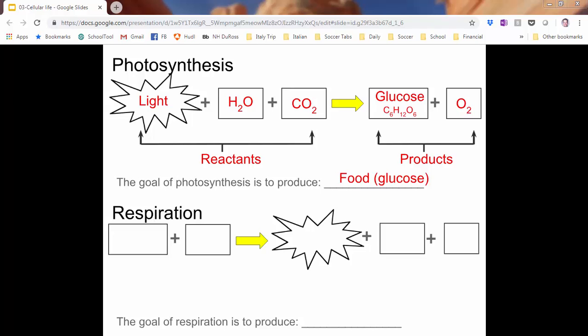And so respiration is another equation that you'll need to remember. But if you know the equation for photosynthesis, the equation for respiration is pretty easy because it's almost the exact opposite. So respiration requires two things. Can you guess what one of them is? Glucose. And it requires? Oxygen. Good. So it requires glucose and oxygen.